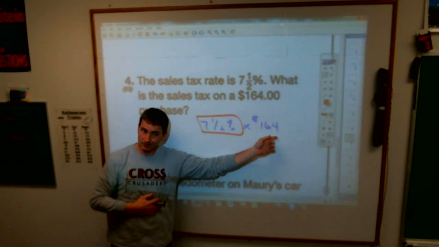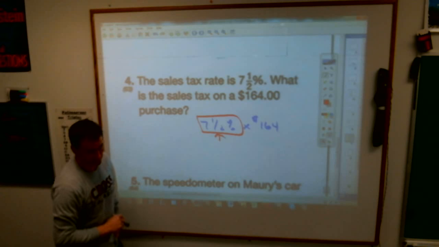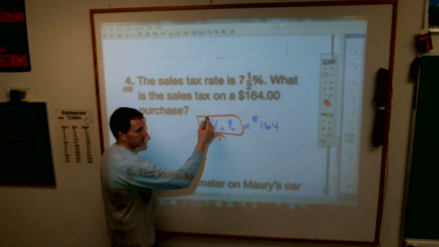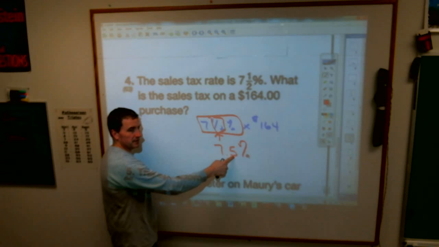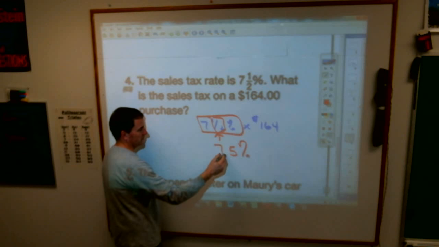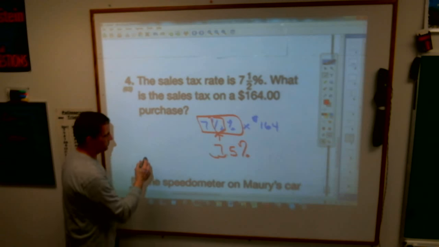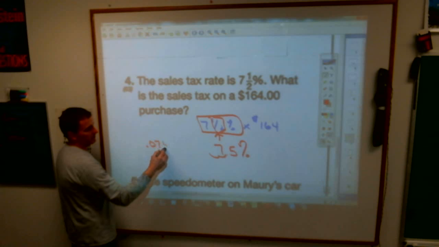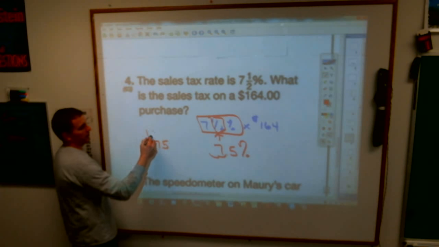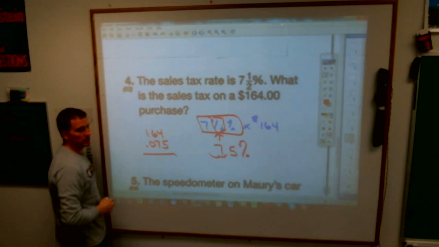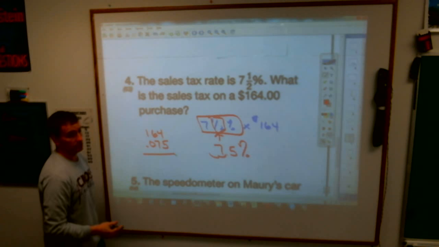Okay, just to get it. How do I make this a usable decimal? Well, what is a half as a decimal? So this, I'll make it like this. This is 7.5%. How do I make 7.5% into just a decimal? Go backwards 2 places. It is 0.075. That's 7.5% right there. And you're going to multiply that by $164 and hope that you get something between $7 and $14.